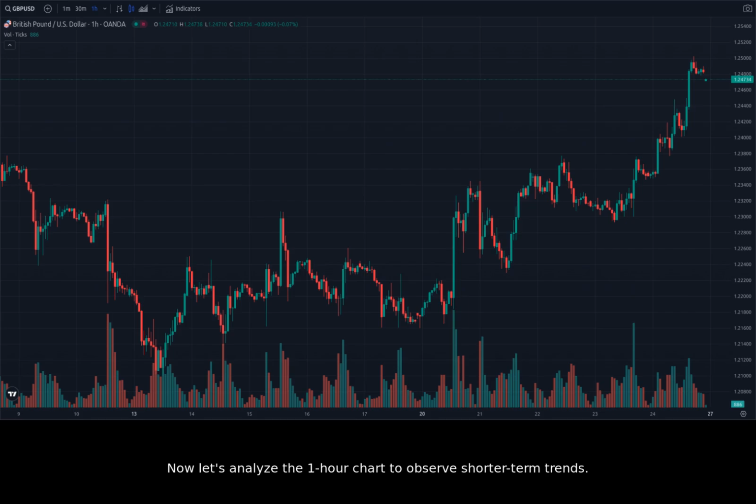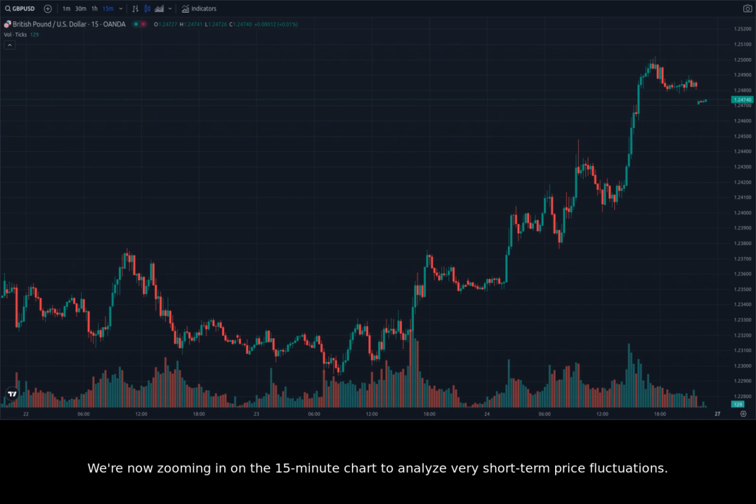Now let's analyze the 1-hour chart to observe shorter-term trends. Here, we're focusing on the price action within the last 24 hours on this chart. Several small consolidations are visible on the 1-hour chart. The short-term trend suggests potential bearish pressure if it breaks below the immediate support level. We can compare these short-term movements with the overall long-term downtrend we saw on the daily chart.